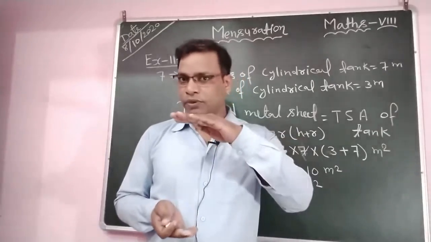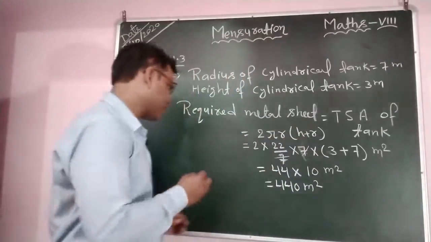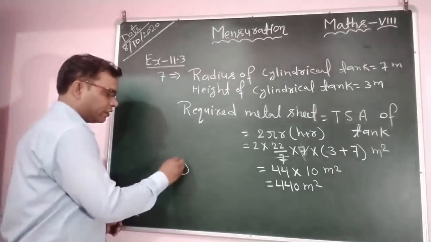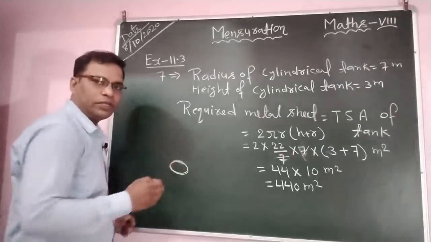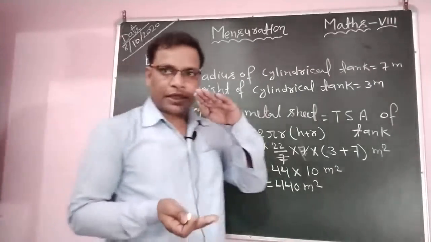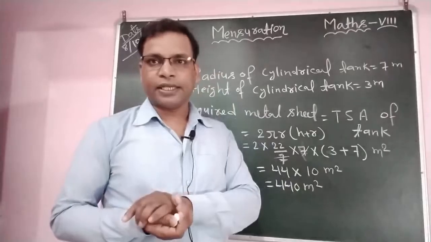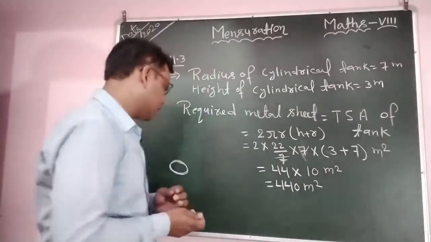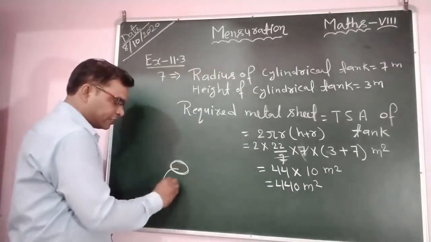If you take a circle and stack a lot of layers of circles, then it becomes a cylinder. So this is the area of a circle.